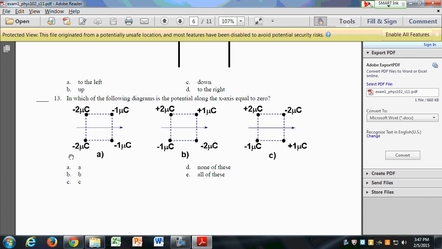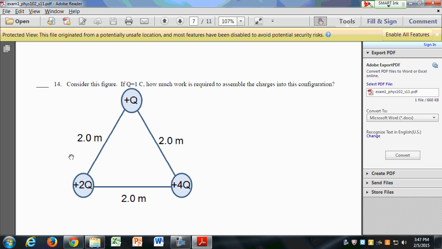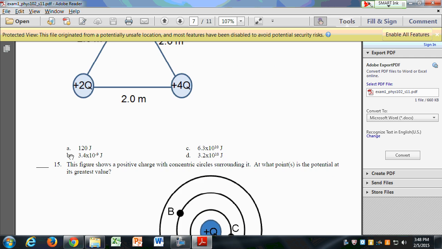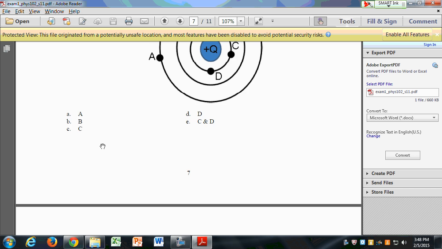So we've already done one similar to these. This is the amount of work done. This is where you take those collections of pairs. So I consider the potential energy of this pair, and this pair, and then add those up. Potential is greatest at C and D when you're close.